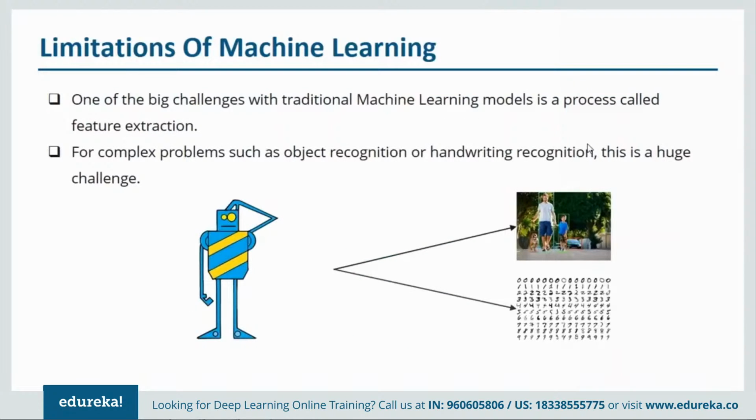Now one of the biggest challenges with machine learning models is feature extraction. Now let me tell you what are features. In statistics, we consider features as variables, but when we talk about artificial intelligence, these variables are nothing but the features.